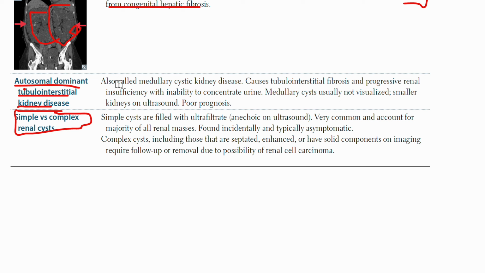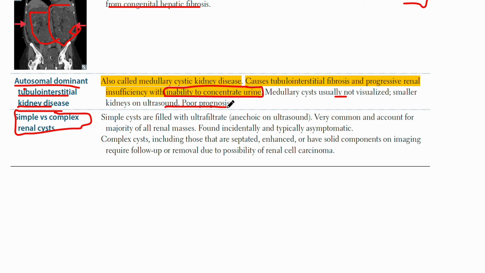Autosomal dominant tubulointerstitial kidney disease is also called medullary cystic kidney disease. It causes tubulointerstitial fibrosis and progressive renal insufficiency with inability to concentrate urine. Okay, that is the main effect. And medullary cysts are usually not visualized, there are smaller kidneys on ultrasound, and the prognosis is poor.